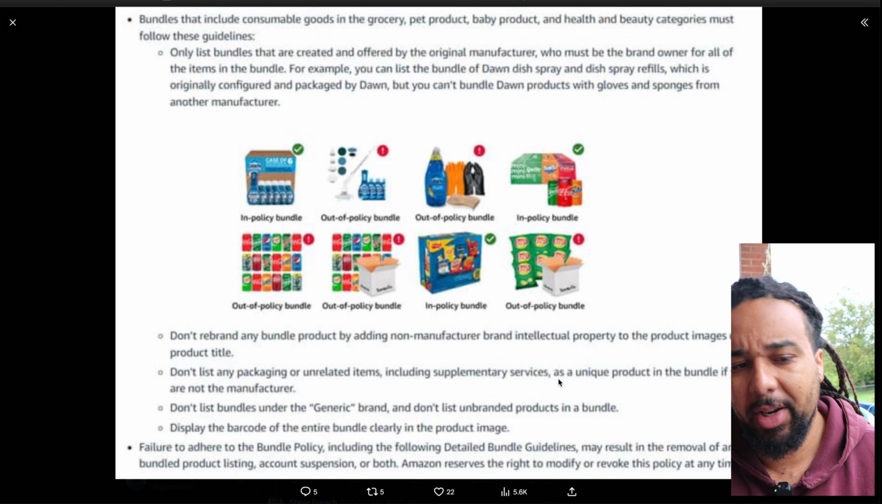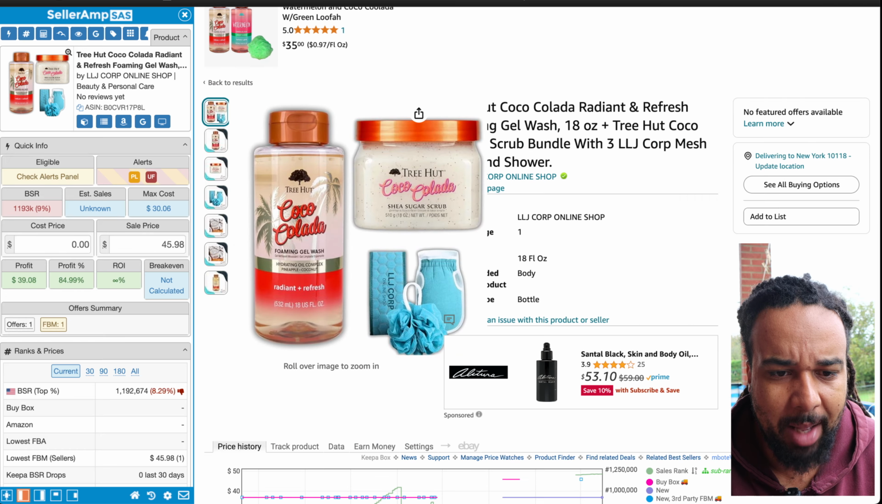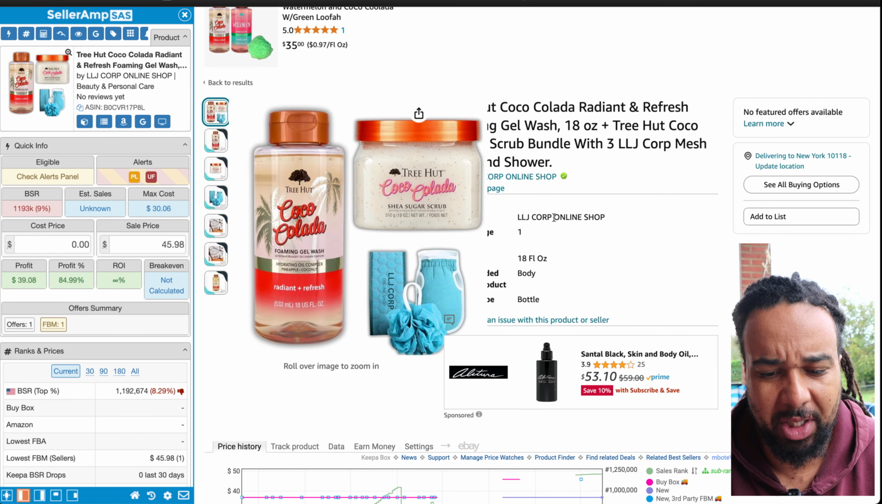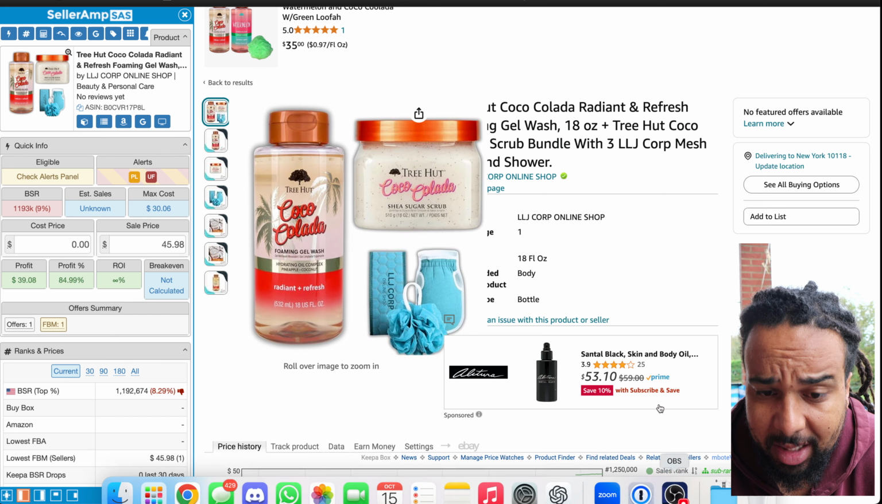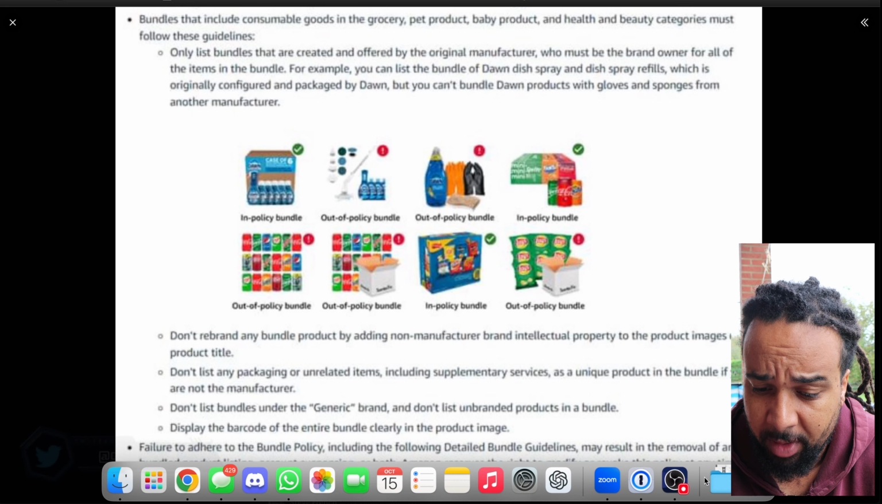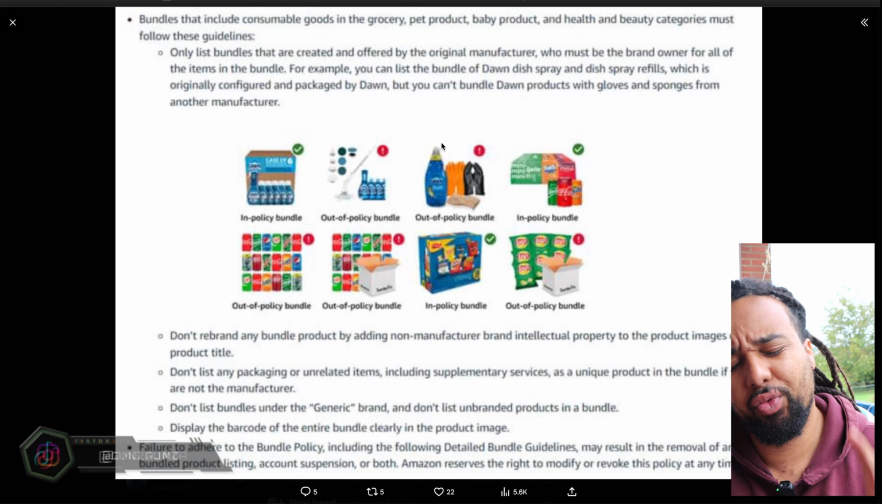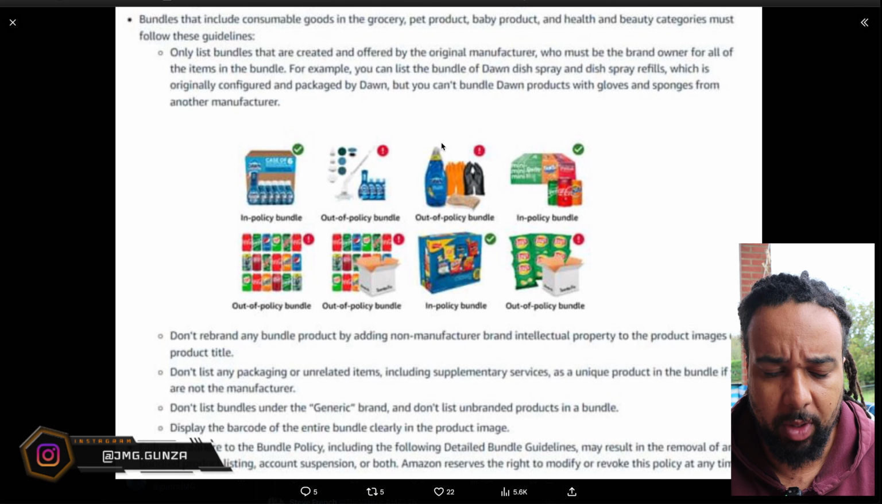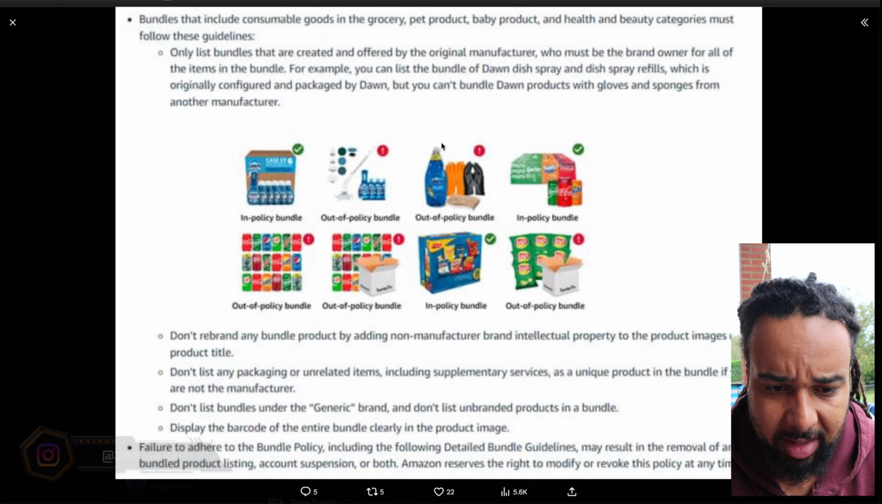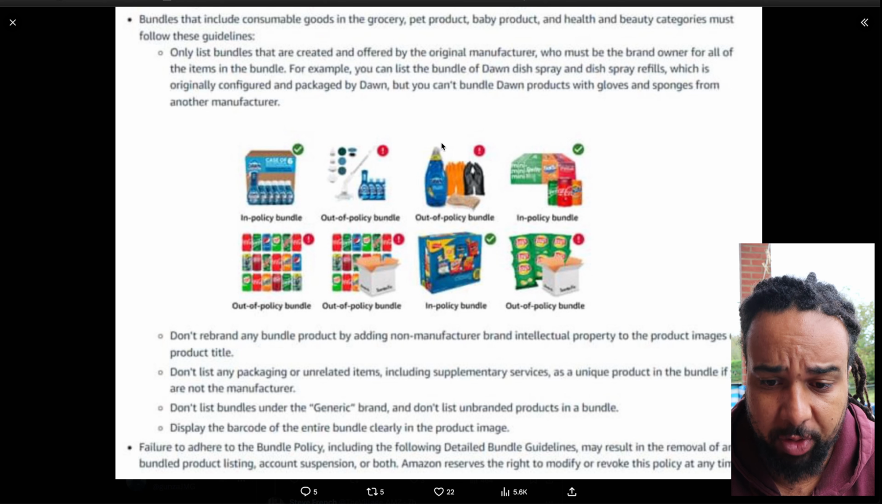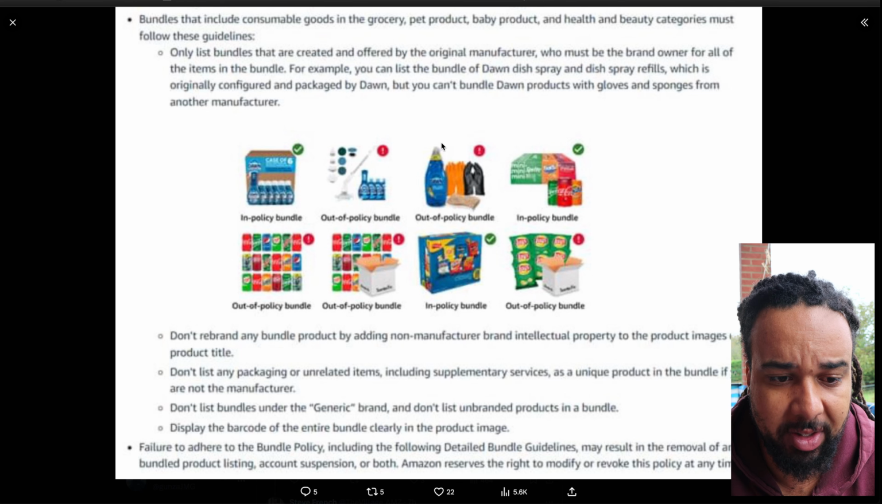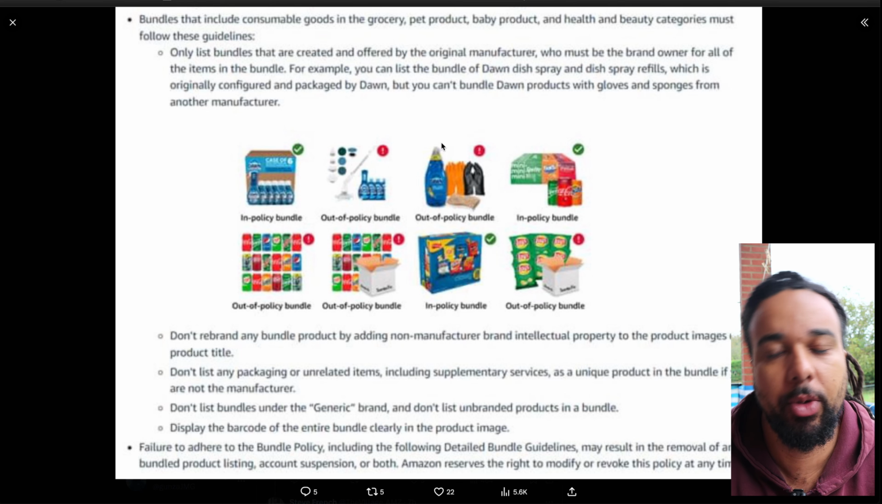To be honest, I'm wondering if this is still going to work. This may still actually work after reading the rules. I'm not 100% sure. Let's just read the rules carefully one more time. Only list bundles that are created and offered by the original manufacturer, who must be the brand owner for all of the items in the bundle. So no, it's not going to work anymore.